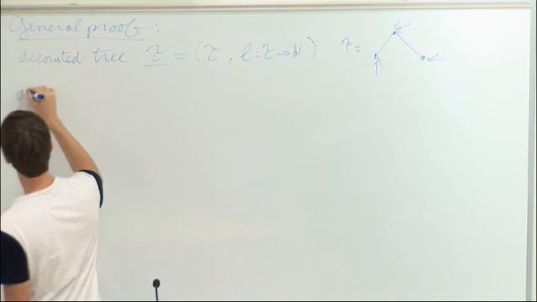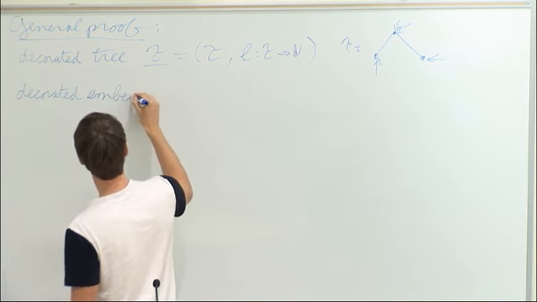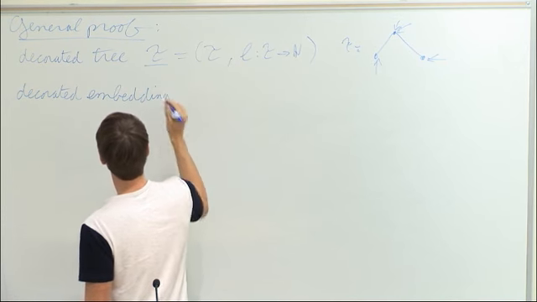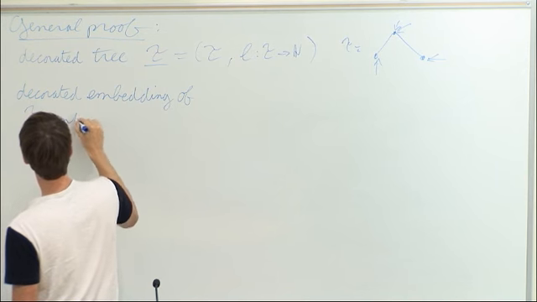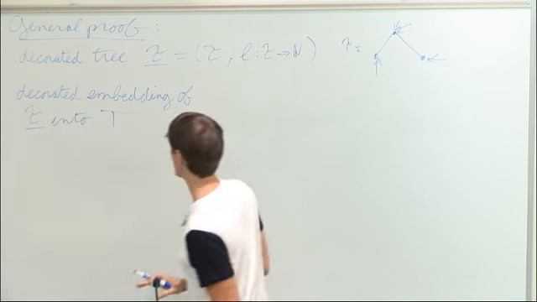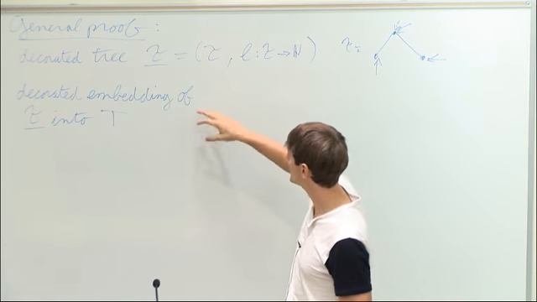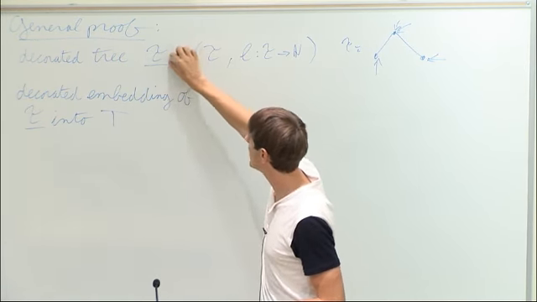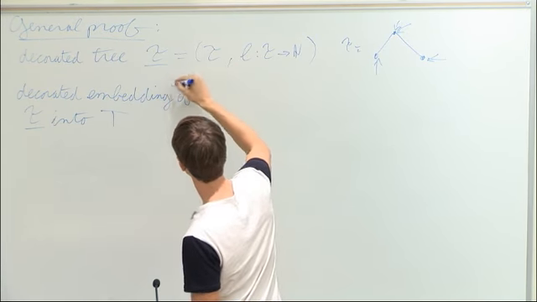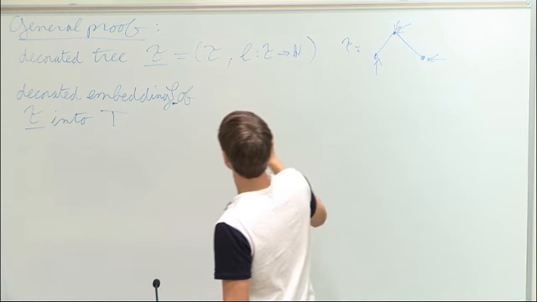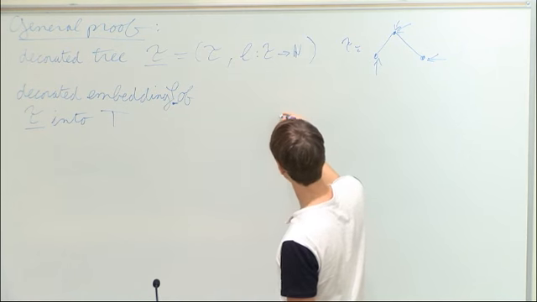Next, I'm going to define a decorated embedding of a decorated tree into another tree. So I have a decorated tree, I have another big tree, and I'm going to define a decorated embedding, which is going to be a certain way to embed this decorated tree into my bigger tree. So a decorated embedding, let's call it phi bar. So phi bar is going to be defined as follows. So I have my tree, T.